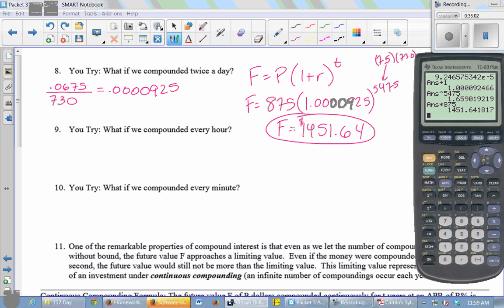All right, so if I do this every hour, this time I'm going to use my formula. P times 1 plus R over N to the NT. N is the number of times you compound per year, and T is time in years. So this is going to be, P is 875, R is 0.0675 divided by N, the number of times I compound per year, raised to the NT. And what is N? How many times are you going to compound in a year if you compound hourly?